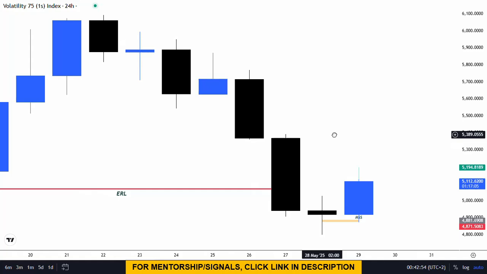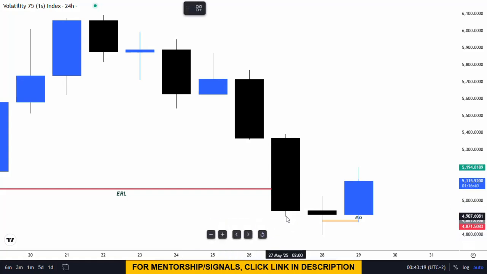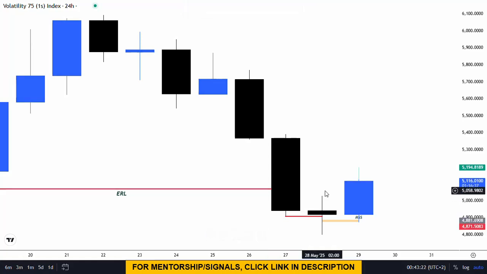Okay, I've made, I think, enough videos on bias. Yeah, if you still don't understand bias, you can just sign up for mentorship, or you can, like your friends, grow your account with my signals. Otherwise, it's a very, very simple concept. Price took out the previous candle's low here, as you can see. Okay, and then the body did not close below the low here, it just closed above the previous candle's low here. So we have a bullish bias.